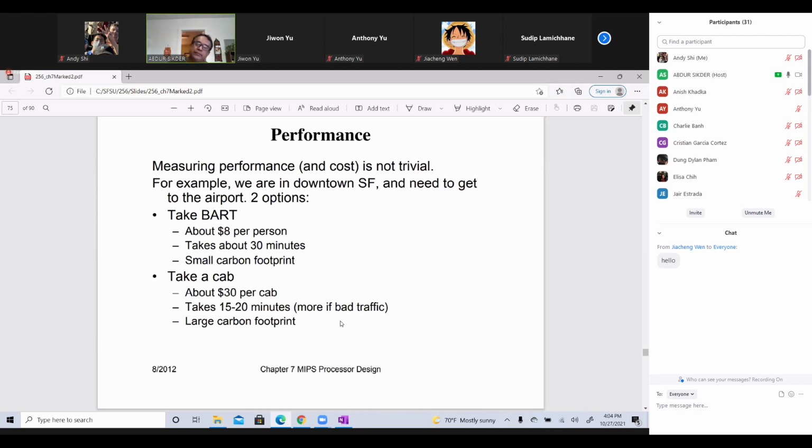When downtown in SF, I need to get to the airport. So I have two options. We have more, but there are two options. Take BART, about $8 per person, takes about 30 minutes, small carbon footprint, so environmentally friendly. Take a cab, about $30 per cab, takes 15 to 20 minutes, more if bad traffic, large carbon footprint.